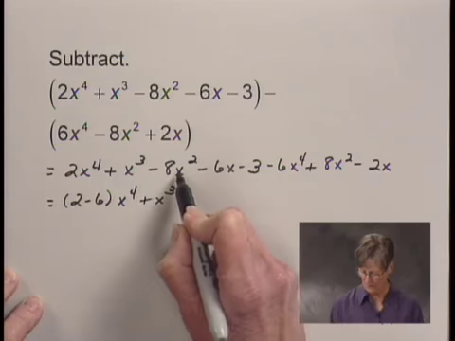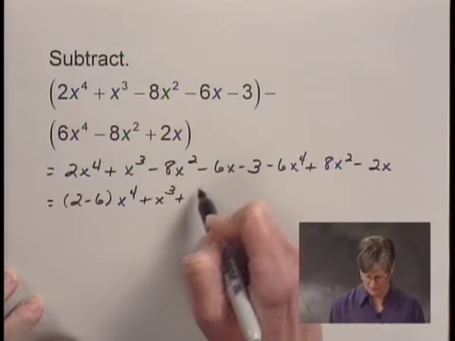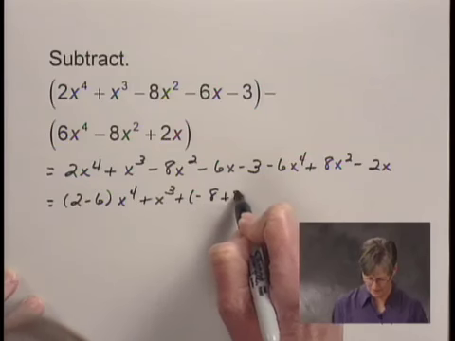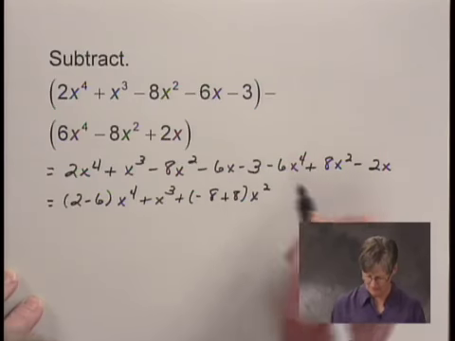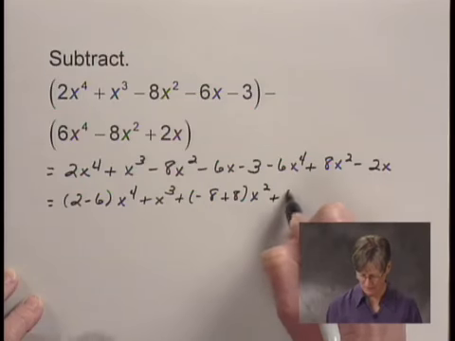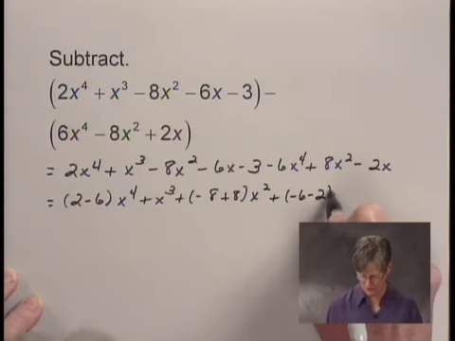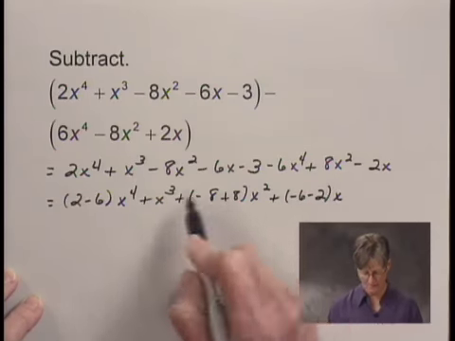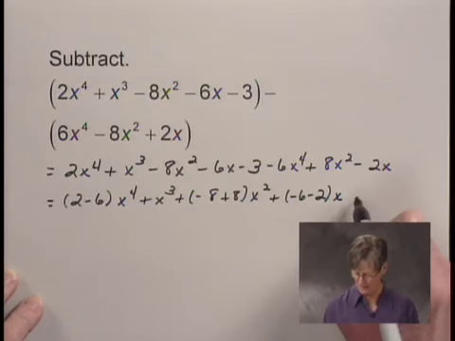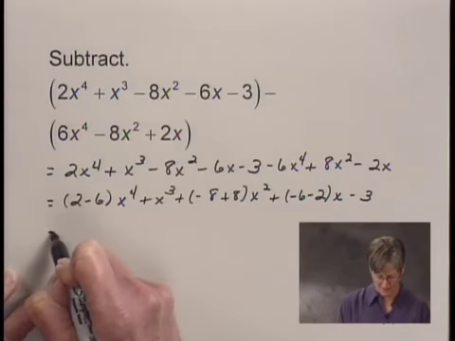There's an x squared term here, and there's one over here. So we'll add those coefficients, negative 8 plus 8, x squared. And here's an x term, and here's an x term, so we can write plus negative 6 minus 2 times x. And there's a constant term, negative 3, and it is the only constant term, so we'll just write negative 3. And now we just simplify.